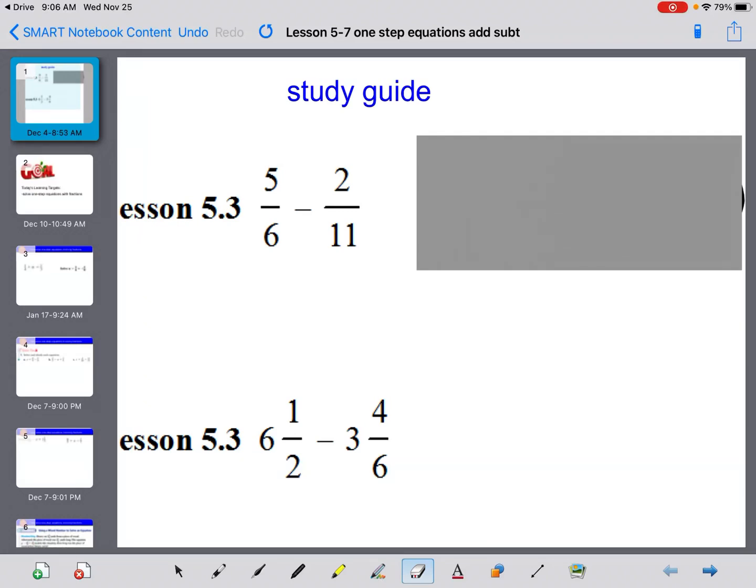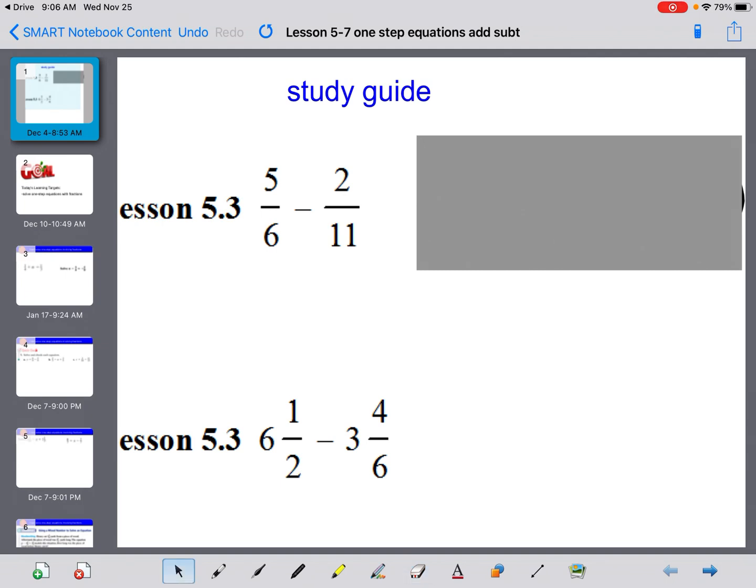This is lesson 5-7 from the Algebra Readiness textbook. For today's lesson, you'll need your notes packet and a sharpened pencil. Please work the study guide problems while the video is on pause. Then come on back to compare your answers to mine.